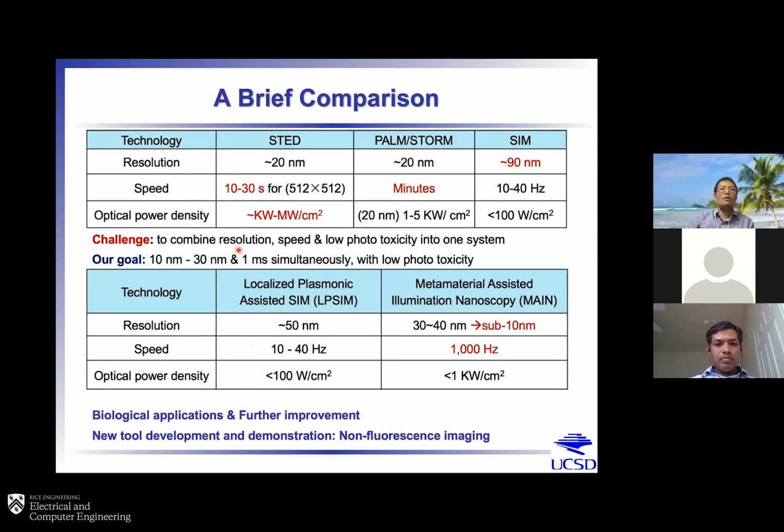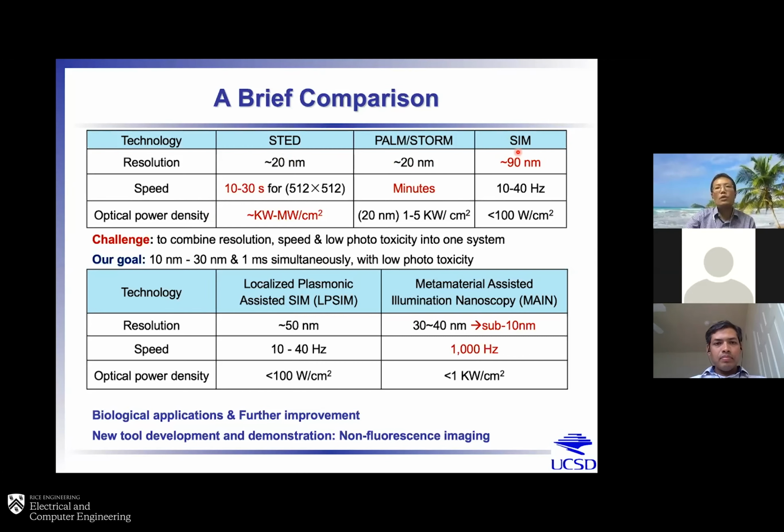So I want to give you a very brief comparison of the currently existing technology, and I will focus on three things. One is resolution, the second is speed, and the third is optical power density, which is related to optical damage, right? Resolution-wise, STED and PALM/STORM, 20 nanometer was what people chose for a while. Now sub-10 nanometer is doable. And then there is structured illumination, which we will talk about in more detail later. Structured illumination can get about 90 nanometers. It's not super high resolution, okay?